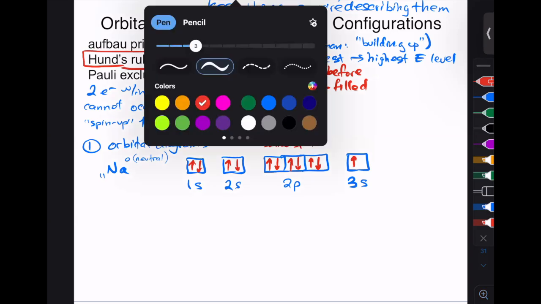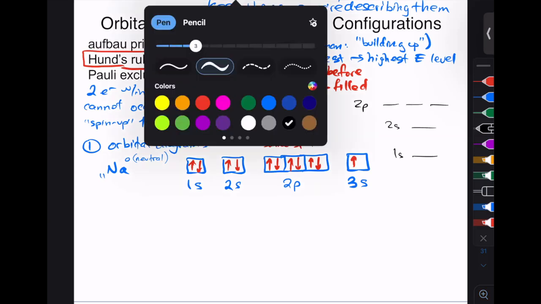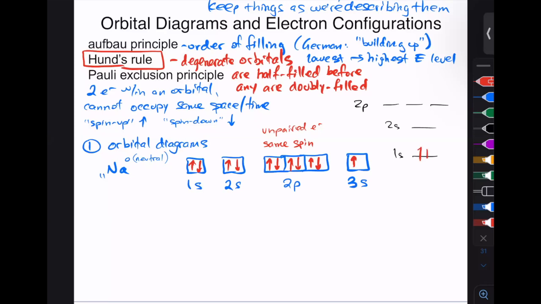Sometimes you'll see this written a little bit abbreviated. I don't know if the textbook does this. I'm just going to show this to you, so in case you see it in other classes, you'll recognize it. But it's really the same thing, except instead of drawing boxes, you have lines. So this would be the 1s orbital. This would be the 2s orbital. And then at 2p, you've got 1, 2, 3. And then you would have the electrons shown like this with half arrows going up and down. That shows the same thing.